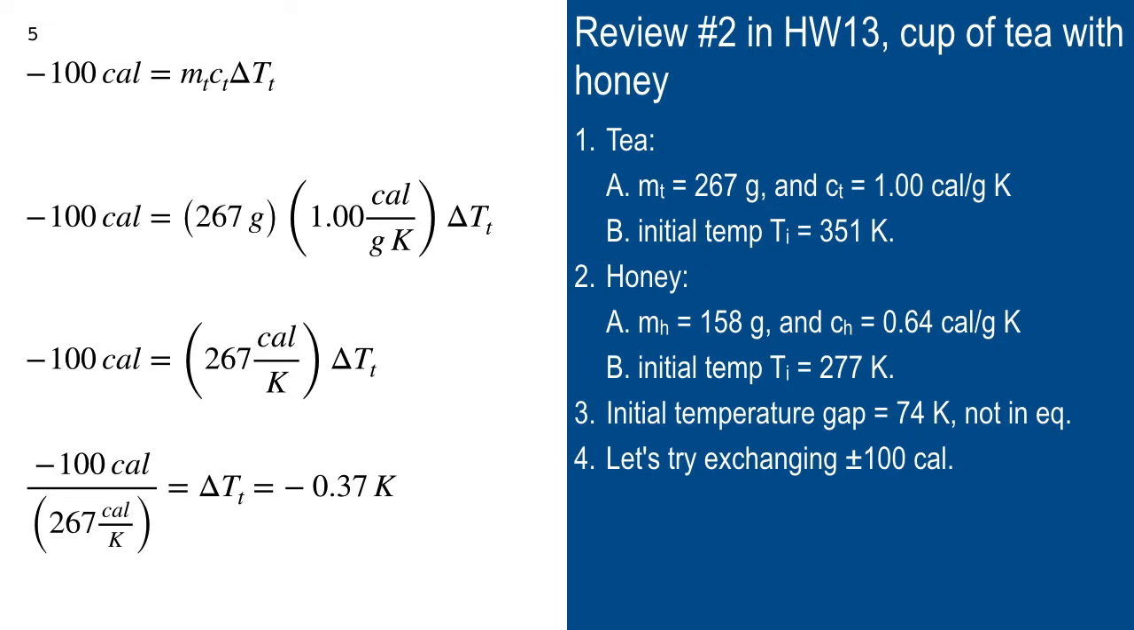Can you verify me on that? Negative 100 divided by 267. Just double check me on that. Should be negative. Anybody verify me? You got it? Anybody over here? Yeah, get your calculators out because we're going to be calculating. You're going to be doing the honey in a second, so you're going to be doing all these steps. All right. So let me pause for questions.